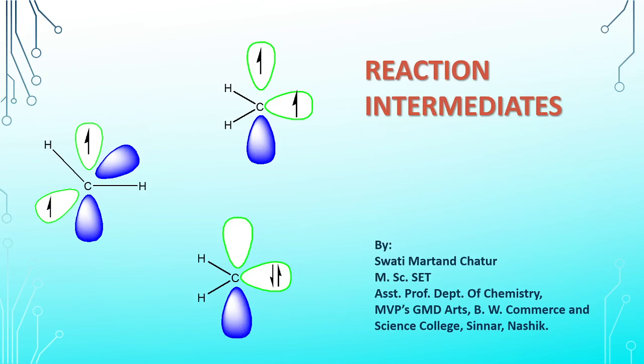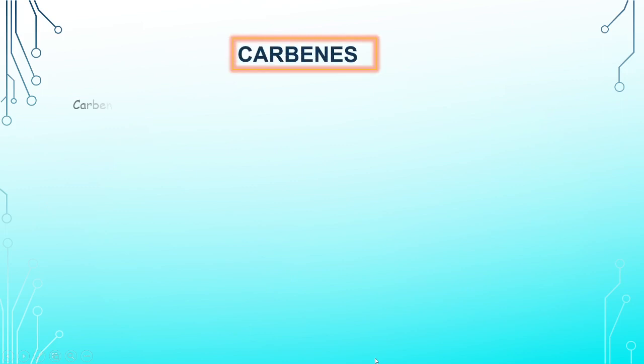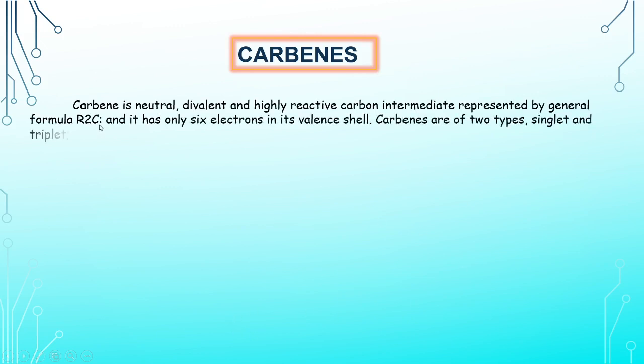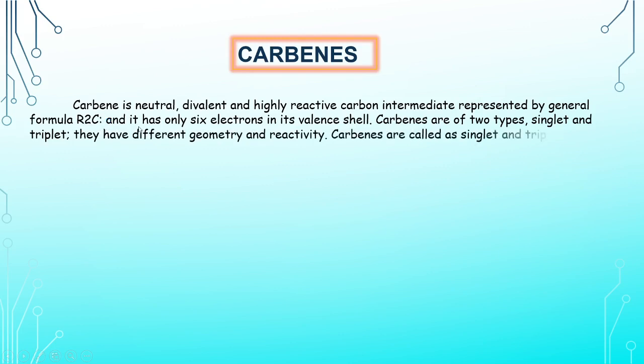Hi everyone, in our previous video we studied the reaction intermediate, that is, the carbon free radical. In this lecture we are going to start our next intermediate, that is, the carbenes. Carbenes are neutral, divalent and highly reactive carbon intermediates represented by the general formula CR2, and the carbon carries 2 electrons and has only 6 electrons in its valence shell.